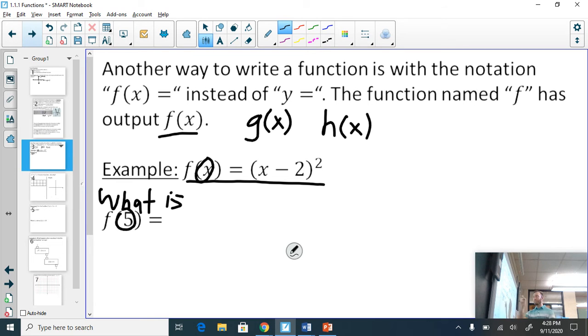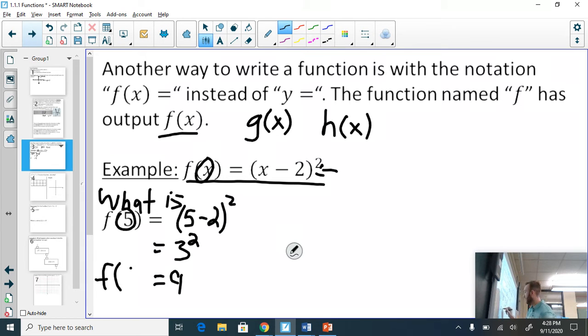If we replace x with 5, I'm just going to do that on this right side too, right? So we have parentheses x. Oh, wait, I'm replacing x's with 5s, right? So (5 minus 2) squared, no more x's, so we're good. And then 5 minus 2 is 3 squared, and then 3 squared is 9. So then how we would read that is f of 5 equals 9.